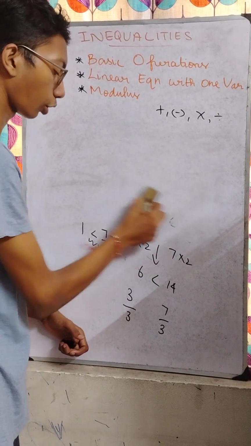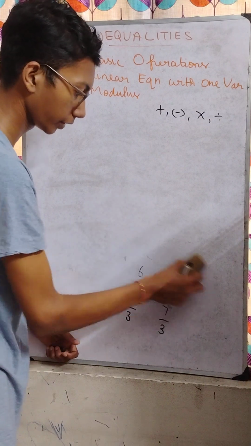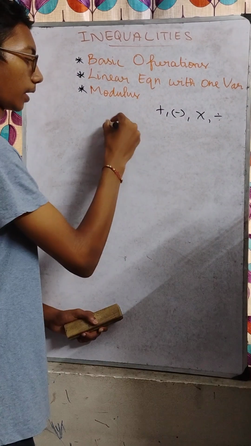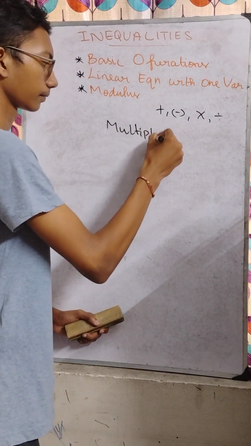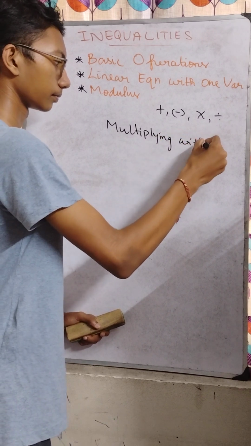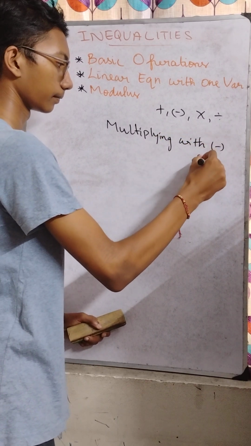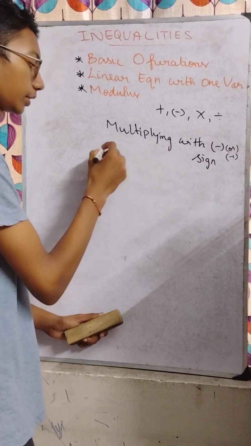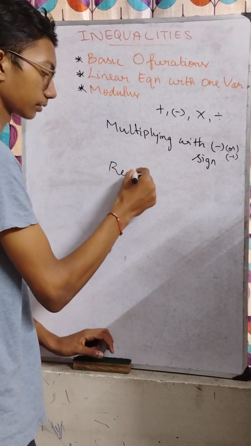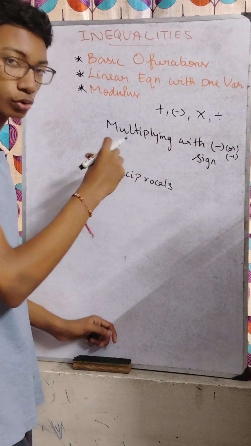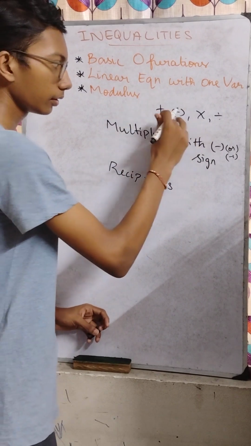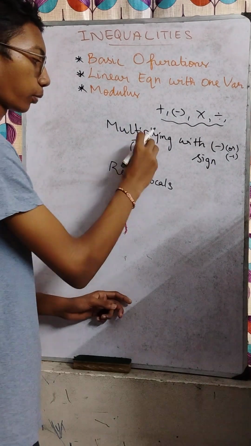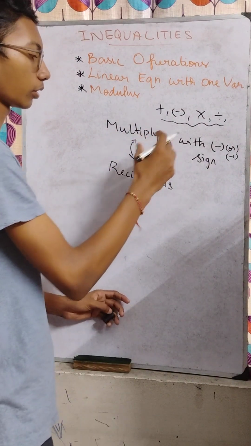Now we will see two more operations that we will come across when we are dealing with inequalities. The first thing is multiplying with a negative sign, or multiplying with negative 1. So this we will see. The next thing is we will see reciprocals. These two things we will see, in addition to these four basic operations, because these two will be very important, and they will come across inequalities often.